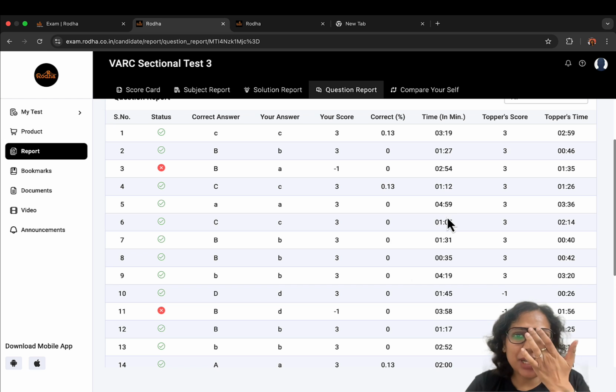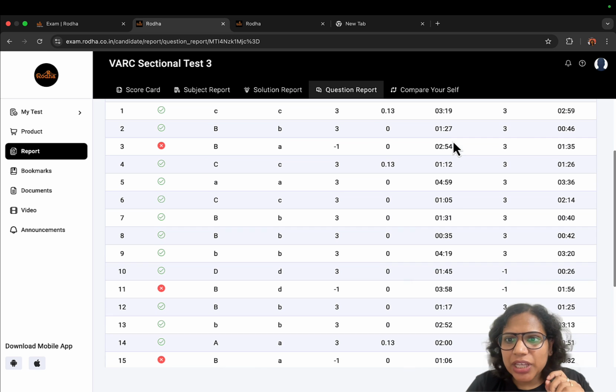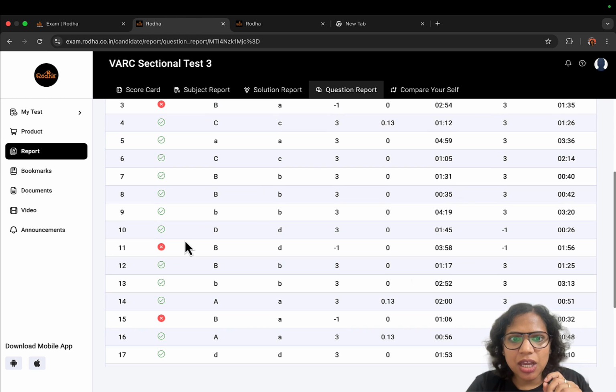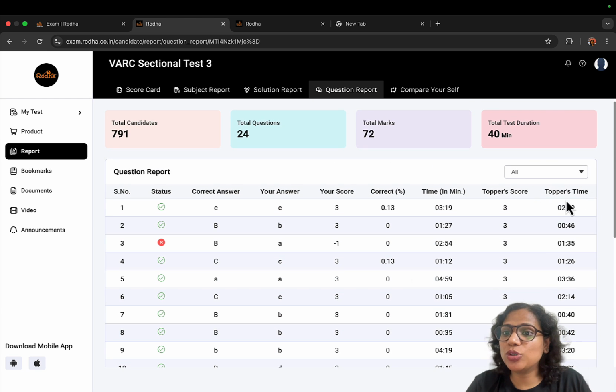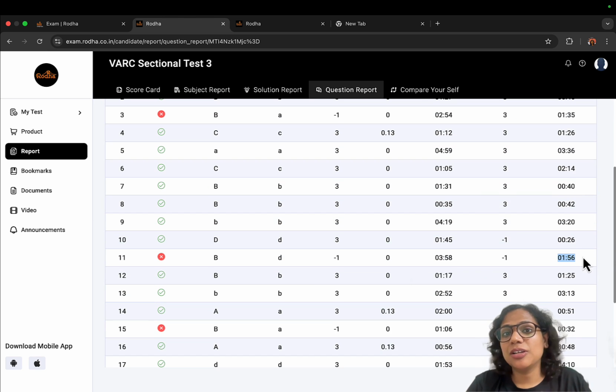For example, I can see here that in this particular question, after spending 3 minutes 58 seconds, this was still wrong. This was still incorrect. So this is something that I should definitely have avoided. And see the topper's time here. Now you get to compare it to the topper's time as well. The topper took only 1 minute 56 seconds, so almost half the time than you did.